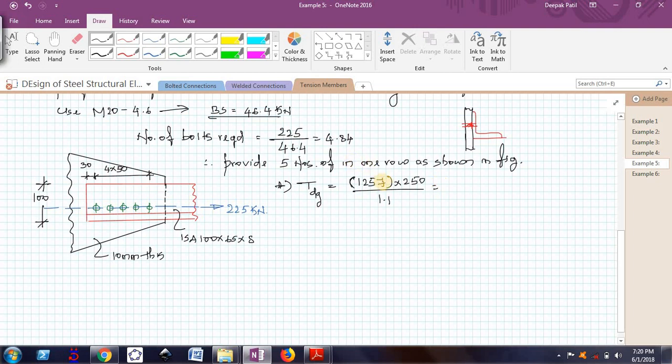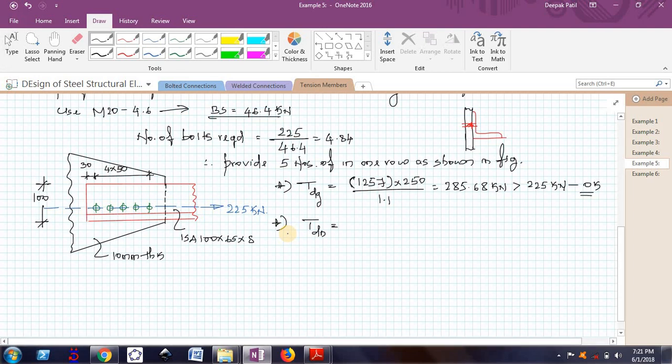So it is 285.68 kilonewton, which is more than 225 kilonewton. Hence the angle is okay as per yielding of cross section, but still we need to check as per net section rupture. So TDN. The formula for TDN, I'll just write out the formula for TDN.